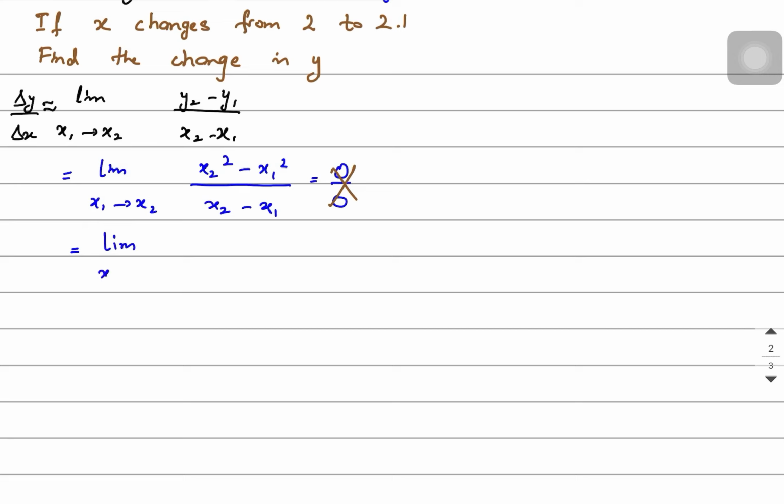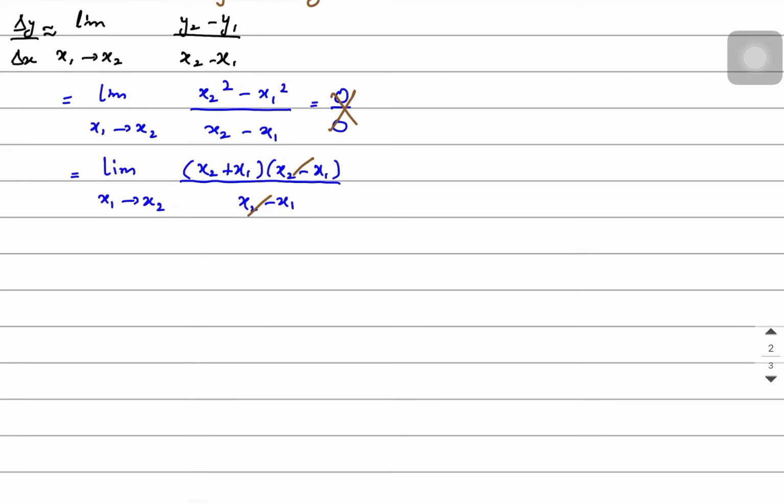Okay. So this is going to be x2 plus x1 times x2 minus x1. That is the identity I have used here, a squared minus b squared. Now the x2 minus x1 factor is common and it is going to be cancelled. So this is going to be cancelled, and now I would suggest that x1 and x2 both are the same.